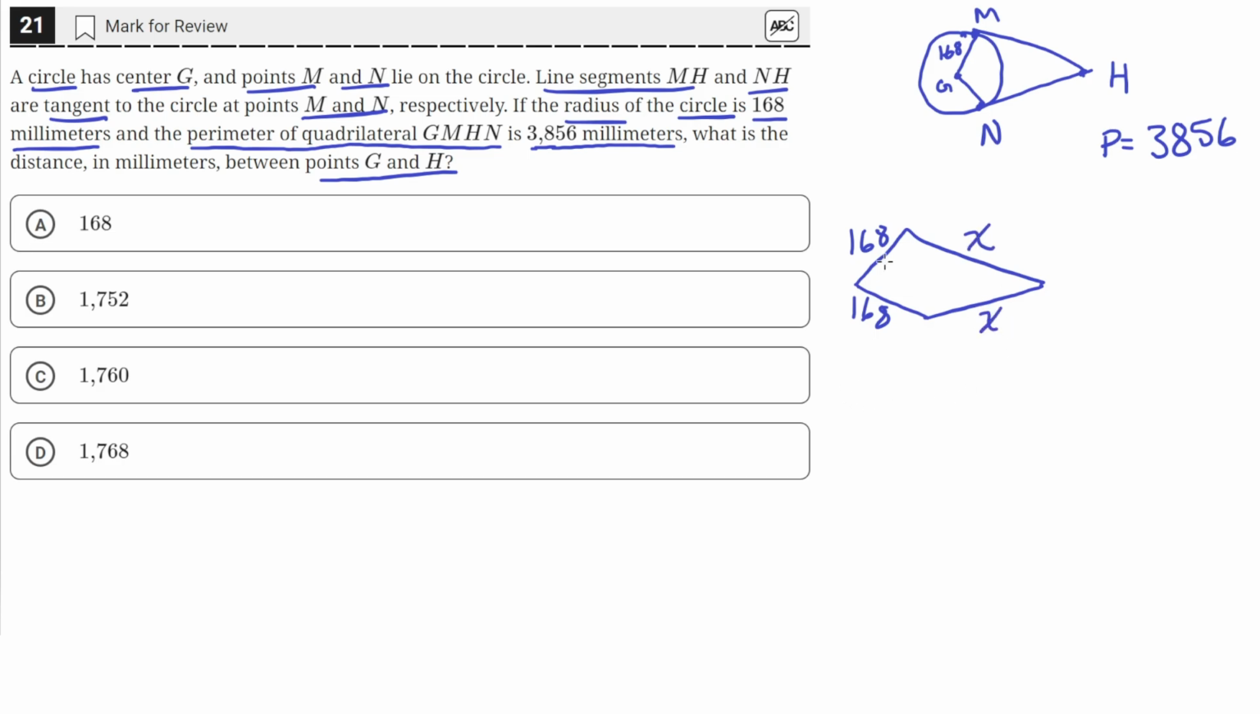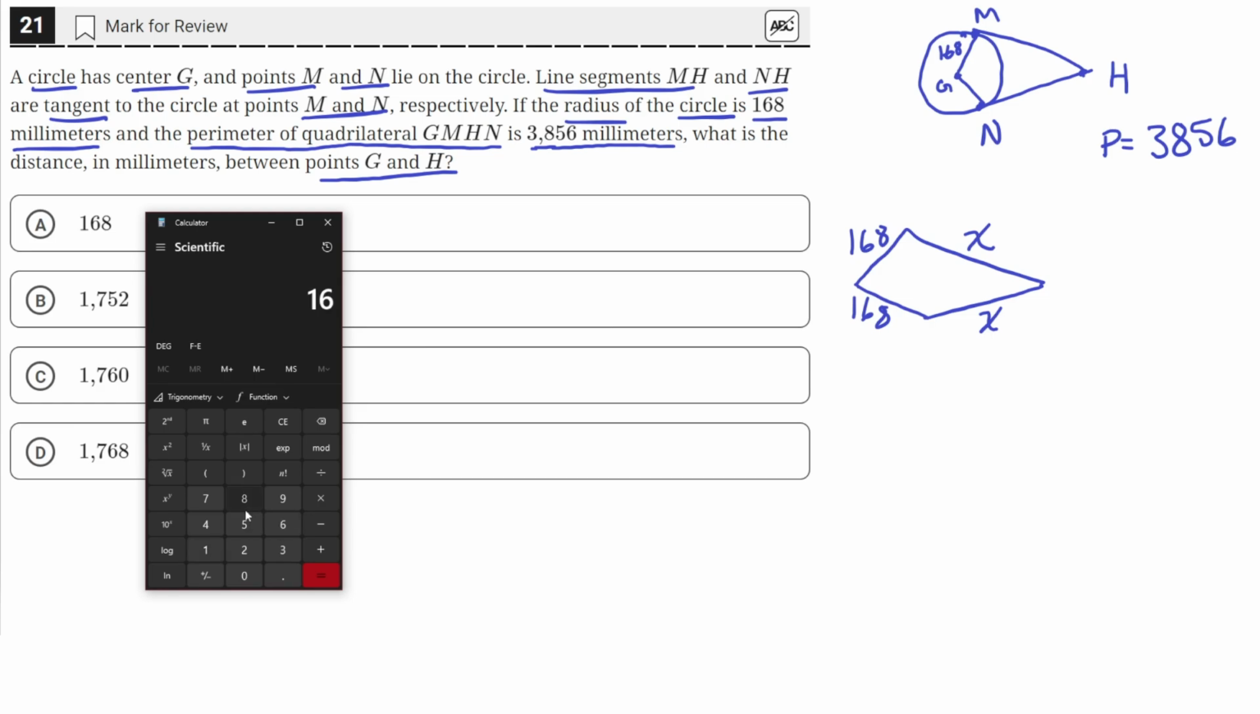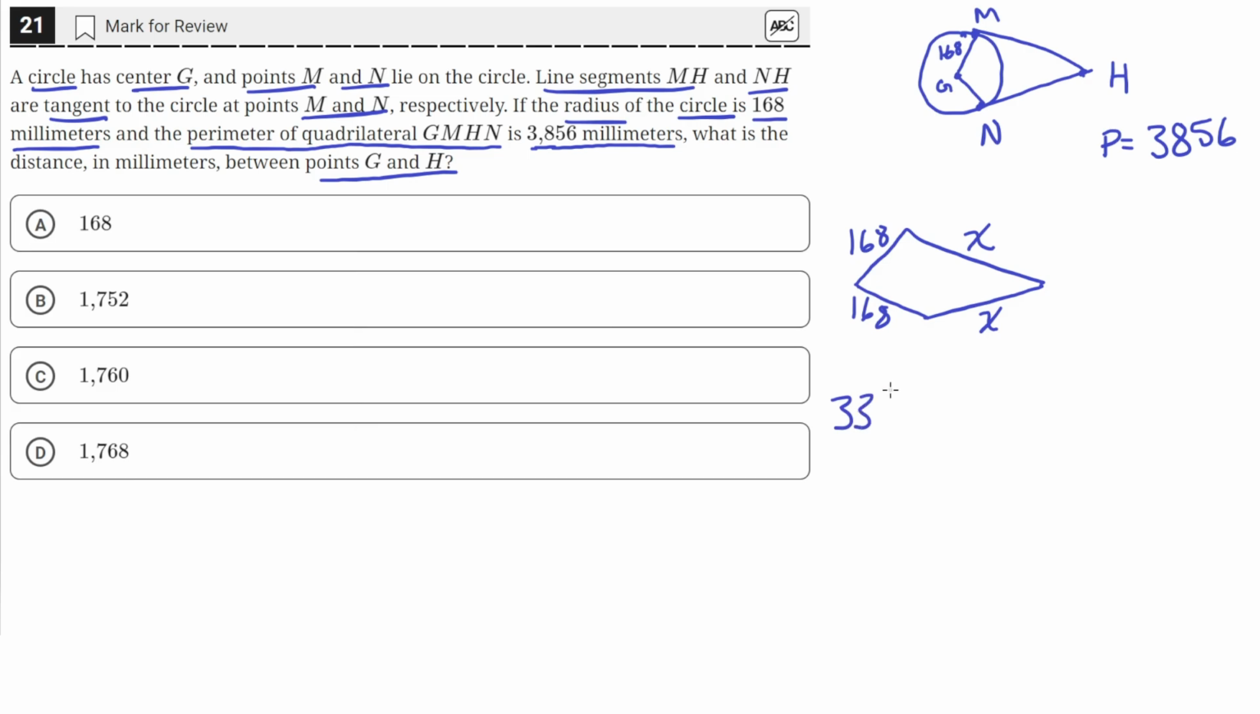So the perimeter of this shape is 168 plus 168. So that's just 168 times 2, which is equal to 336, plus the lengths of these two sides. So that's just 2x. And that should equal 3,856.